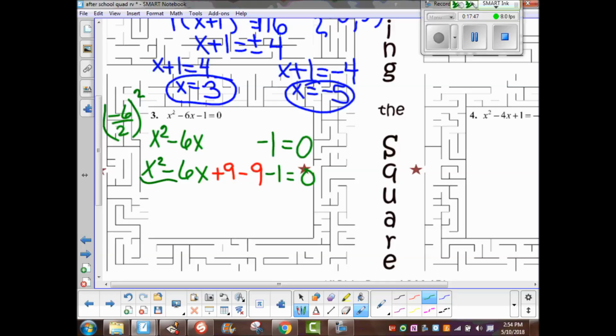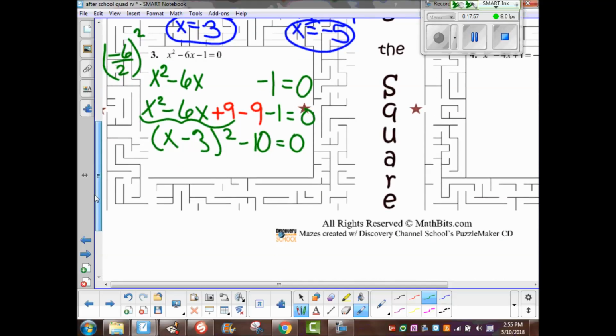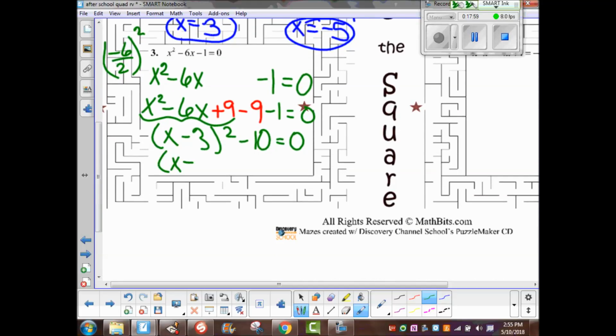Go ahead and factor that trinomial. That's going to be x minus 3 squared minus 10. I'm going to add 10 to both sides. x minus 3 squared equals 10. Now I can take the square root. Plus and minus square root 10. Okay. Add 3.